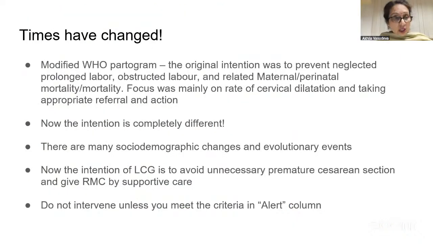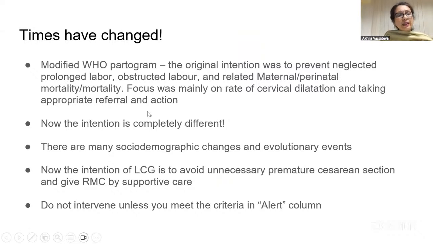The times have changed. See, the original modified WHO partogram, those were the days when women used to die of neglected and prolonged labor, obstructed labor, with a lot of maternal and perinatal mortality and morbidity. So the focus was mainly on the rate of cervical dilatation, and you need to take appropriate referral at the right point and take action to prevent perinatal mortality.